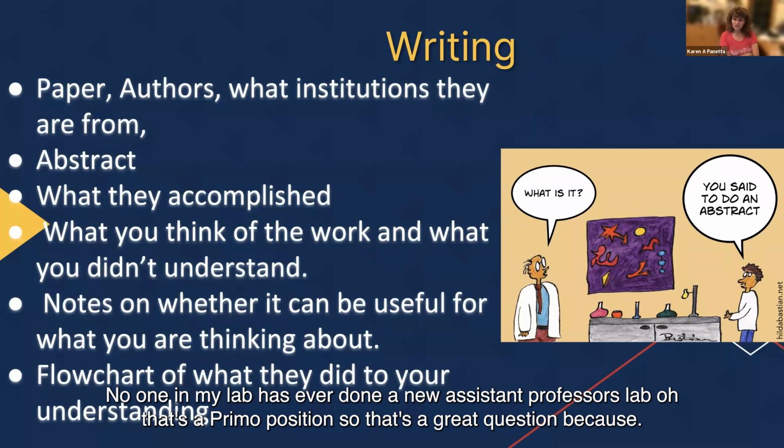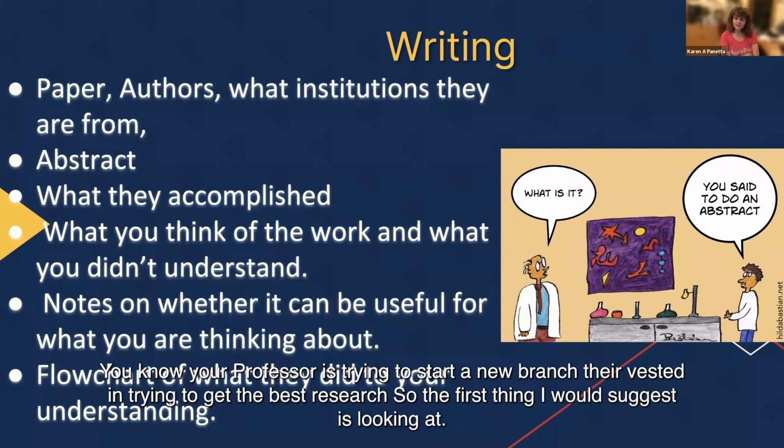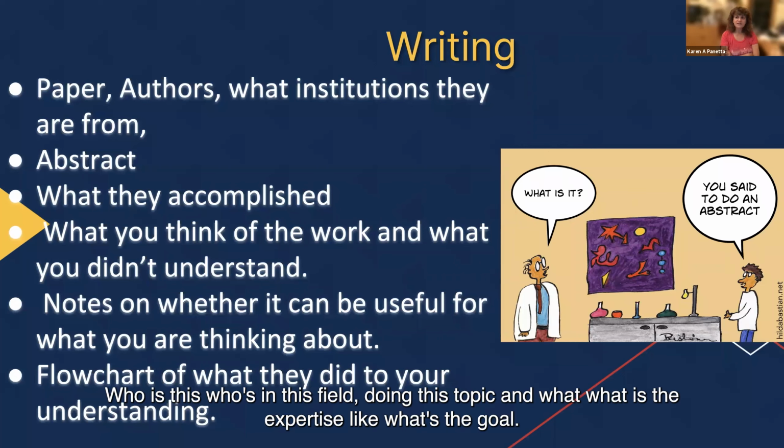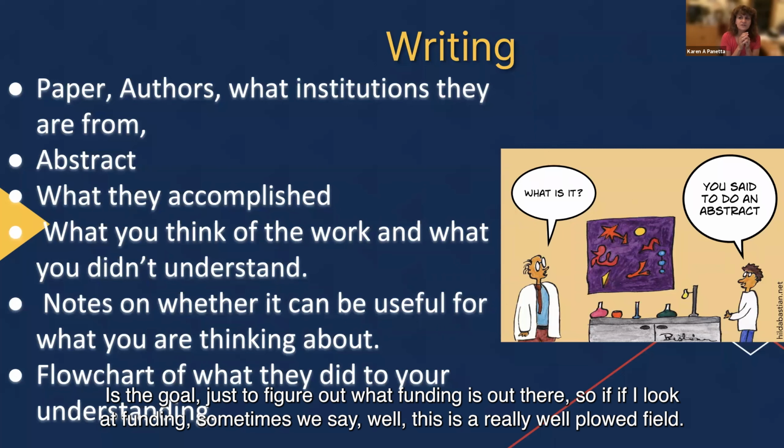So that's a great question, because your professor is trying to start a new branch. They're vested in trying to get the best research. So the first thing I would suggest is looking at who's in this field doing this topic, and what is the expertise, like what's the goal? Is the goal just to figure out what funding is out there? So if I look at funding, sometimes we say, well, this is a really well plowed field.